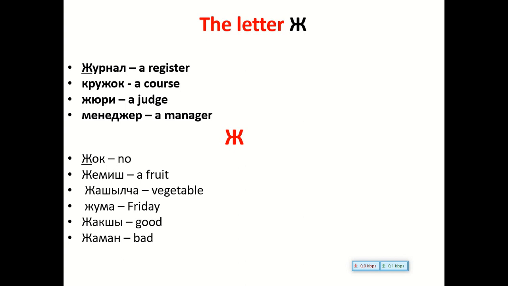And we will repeat and practice the letter J. First, J. Journal, a register. Кружок, a course. Jury, a judge. Manager, manager. And second, J. Jok, no. Jemiş, a fruit. Yaşılça, vegetable. Cuma, Friday. Jakşı, good. Jaman, bad.